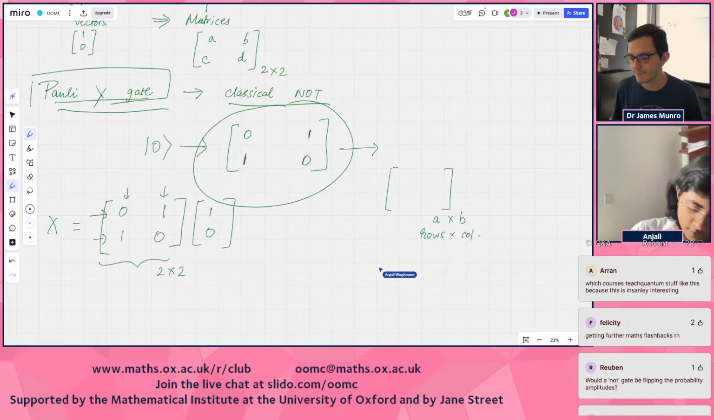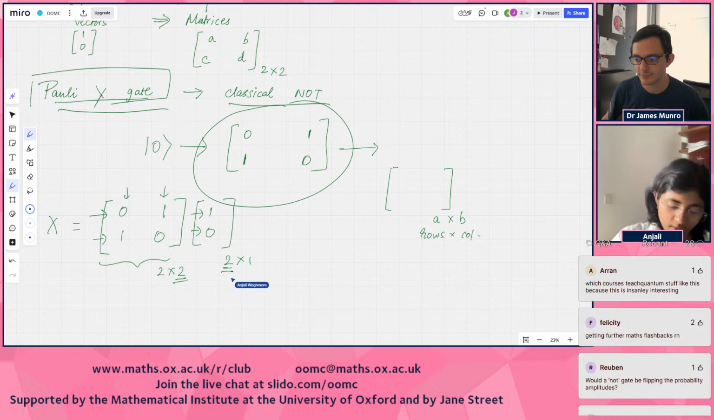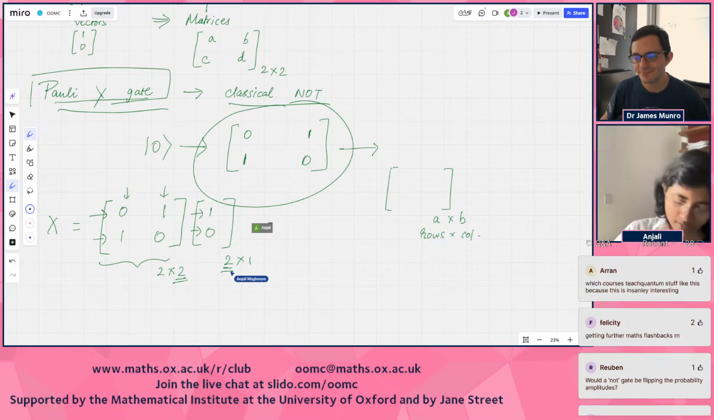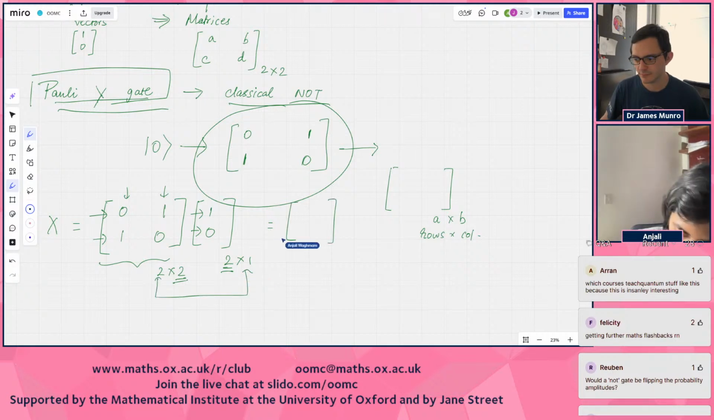And here you have 2 rows and 1 column. And you can only multiply 2 matrices when these 2 indices match. So the number of rows in both the matrices should match each other, which is the case now. And the matrix that you get when you multiply matches the outer dimensions. So the thing you should get finally should be a 2 x 1 matrix.